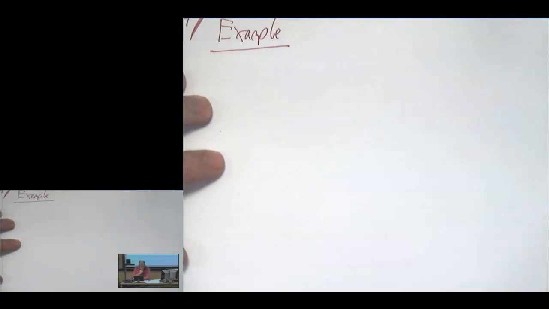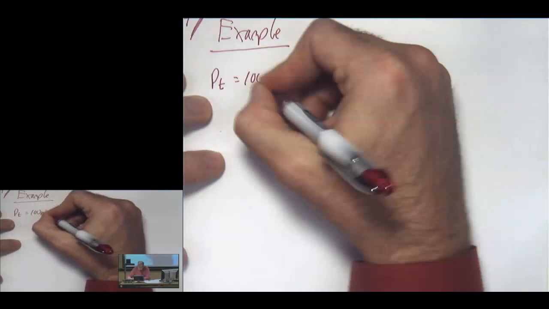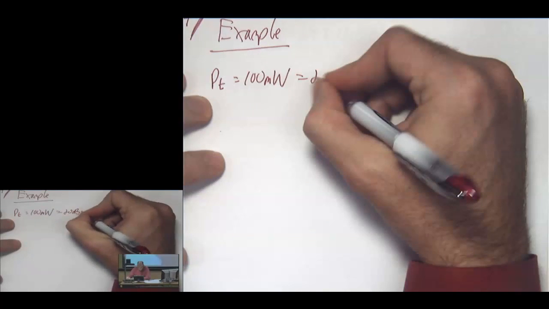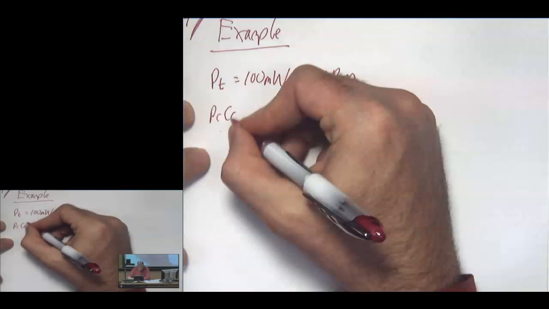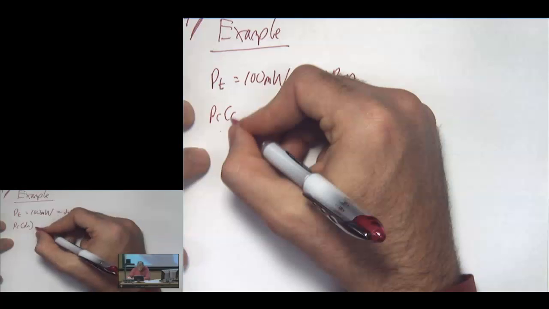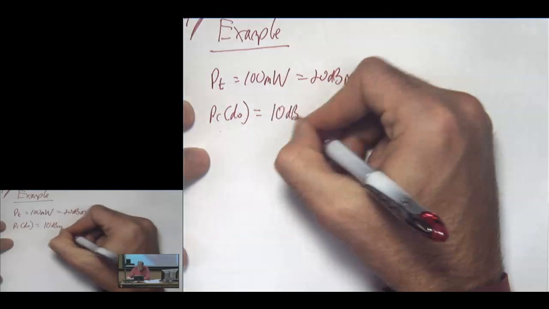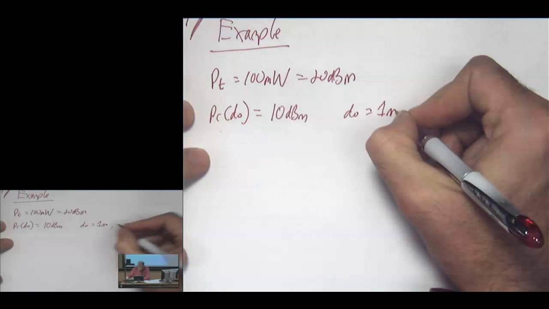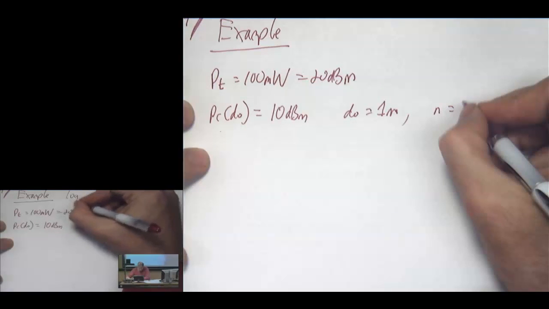So let's look at a system here where I have a transmit power of 100 milliwatts. And that's equal to 20 dBm. I have a reference distance of 1 meter, and at that reference distance, the received signal power is 10 dBm. D naught is equal to 1 meter. My path loss exponent is 3, so I'm using the log distance model here.